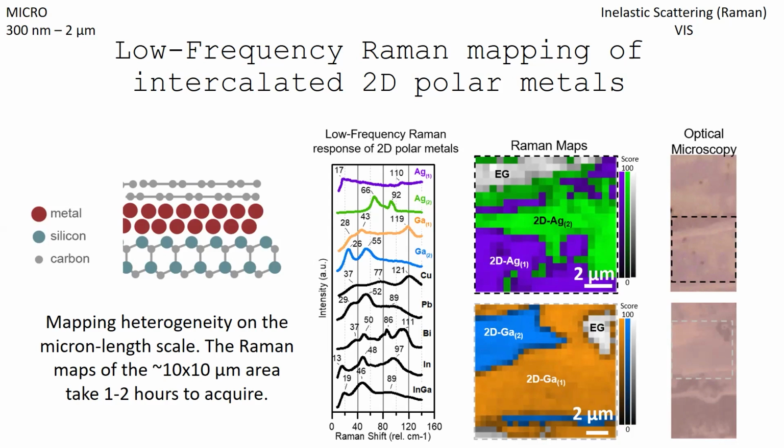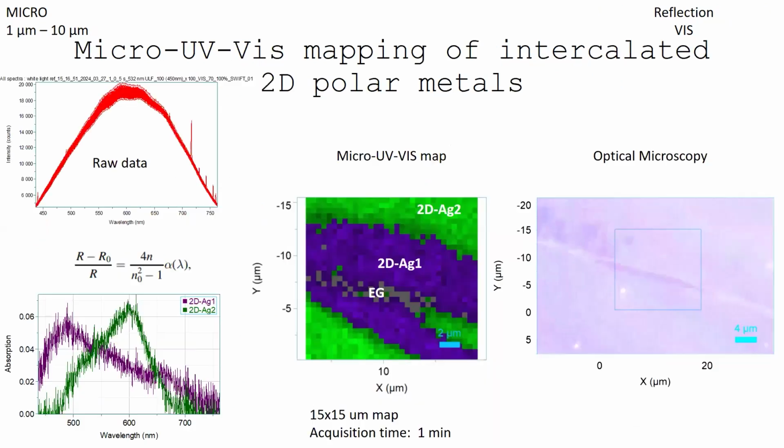Each of these has the ability to image your sample in addition to acquiring the Raman spectra on the same length scale. Recently, we've added the ability to do micro-UV-Vis spectrophotometry on the same tool, so on the same Raman instrument. So now we can measure, in this case, reflection, but we can also do transmission measurements. We can map out the absorption profile of these two different phases.